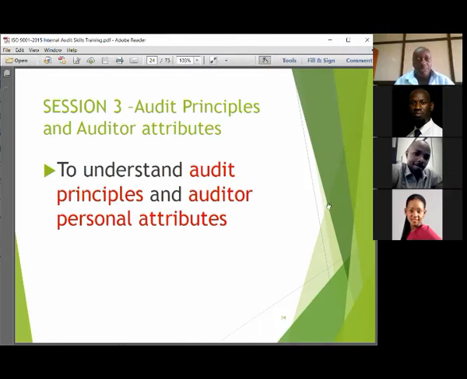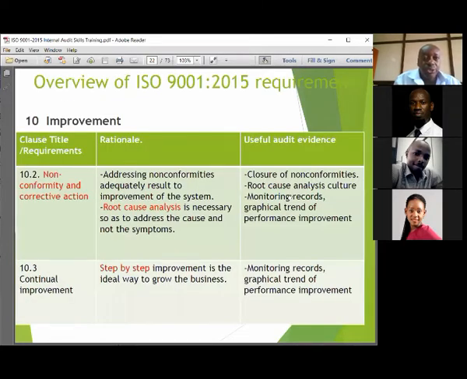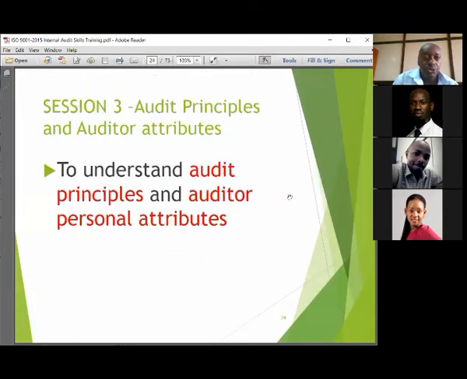So we just continue from where we left, session 3. Just a preview of session 2. We were looking at the overview of ISO 9000, how to interpret the requirements, to look at the rationale and the evidence that one will be looking at. So let's move to session 3.